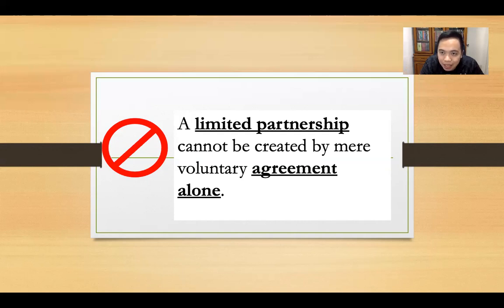That means that the SEC requires all limited partnerships to indicate that they are limited partnerships, to warn the public dealing with the limited partnership that the partners may not be held liable beyond their capital contributions, unlike a general partnership. So since this partnership will have to be dealt with by the general public with caution, it is not perfected by mere voluntary agreement. It must be approved by the SEC first.